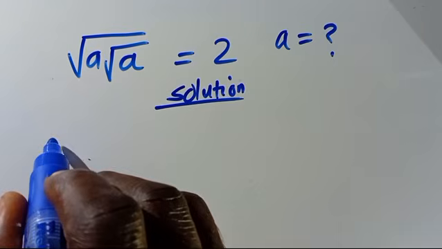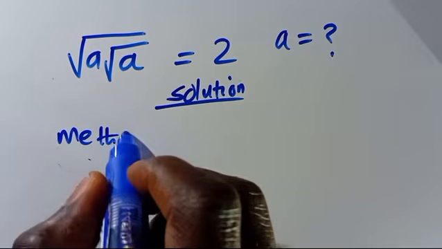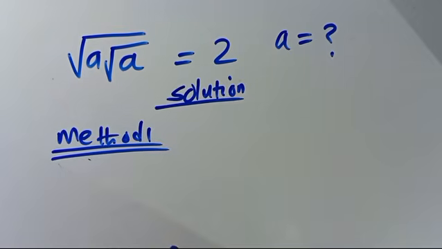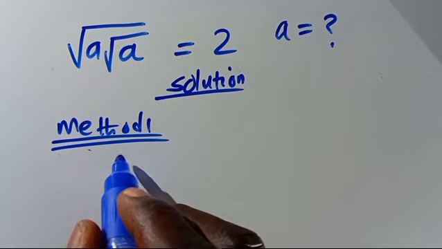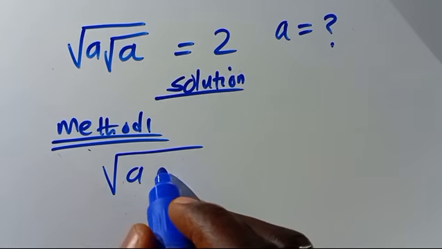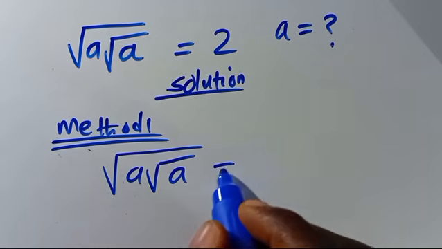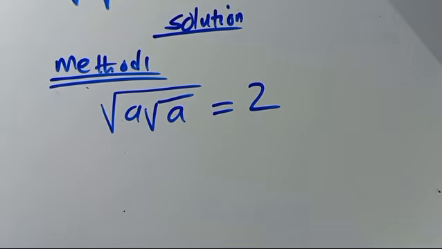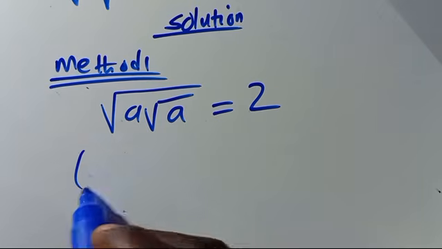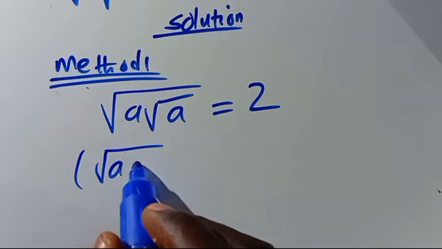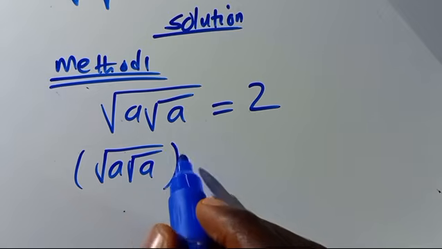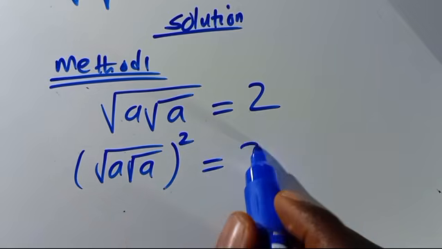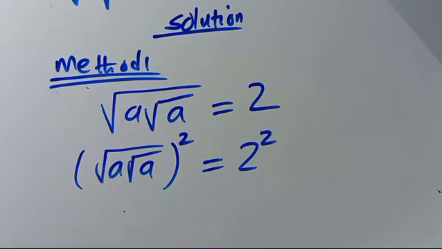Let's say we want to use method 1. So from here we have root a into root a equals 2. Then from here, let's take the square of both sides to eliminate this. So we're going to have root a into root a square equals 2 square.